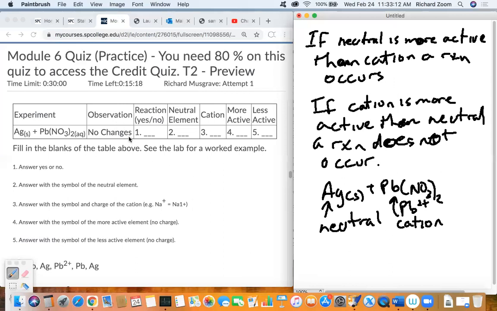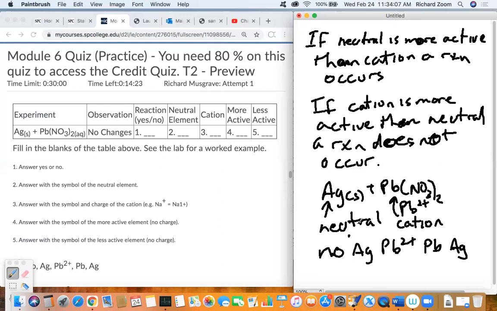But look at what happens here. The observation says no changes. That essentially means no reaction. So if this had anything in there like a changing color, precipitate, gases, bubbling, that kind of stuff, then yeah, you know a reaction's occurring. But since no reaction is occurring, then you know that the cation is more active than the neutral. So the answer here would be no for reaction. The neutral element is still silver, the cation is Pb2 plus. The more active one is going to be the Pb, and the less active one is going to be the silver. So those would be the answers there.